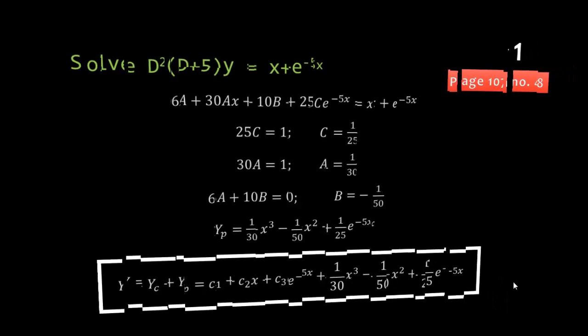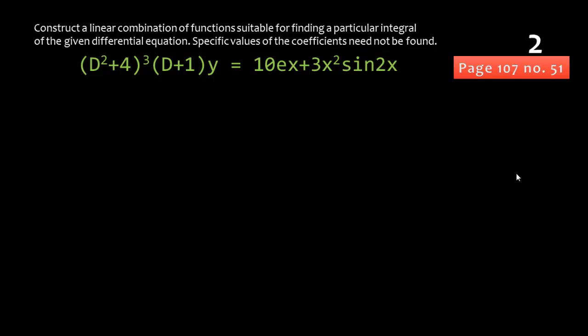For our next problem, it is taken from page 107, number 51. It has the instruction: construct a linear combination of functions suitable for finding a particular integral of the given differential equation. We have here (D + 1)(D² + 4)³ y = 10e^x + 3x² sin 2x. It can be written in this form.